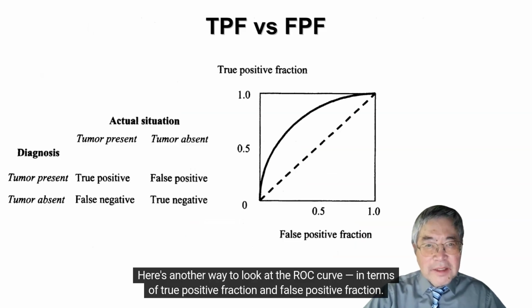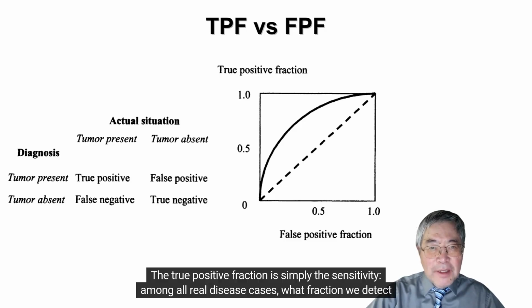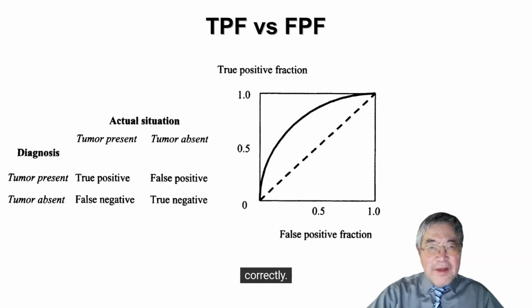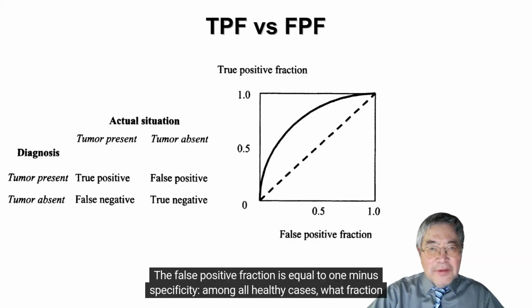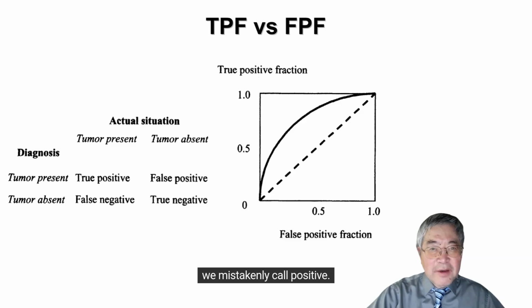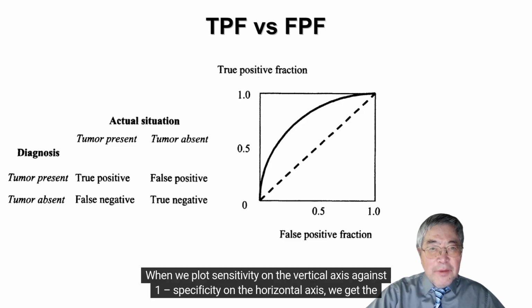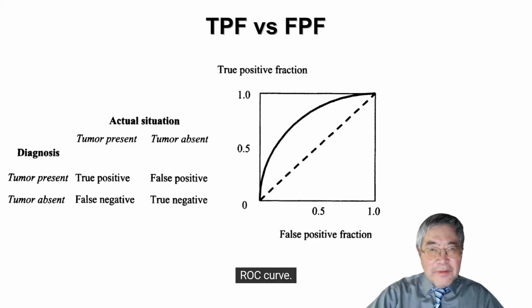Here's another way to look at the ROC curve, in terms of true positive fraction and false positive fraction. The true positive fraction is simply the sensitivity. Among all real disease cases, what fraction we detect correctly. The false positive fraction is equal to 1 minus specificity. Among all healthy cases, what fraction we mistakenly call positive. When we plot sensitivity on the vertical axis against 1 minus specificity on the horizontal axis, we get the ROC curve.